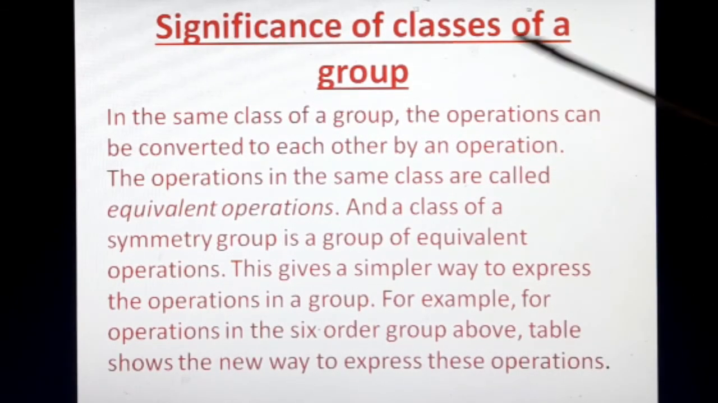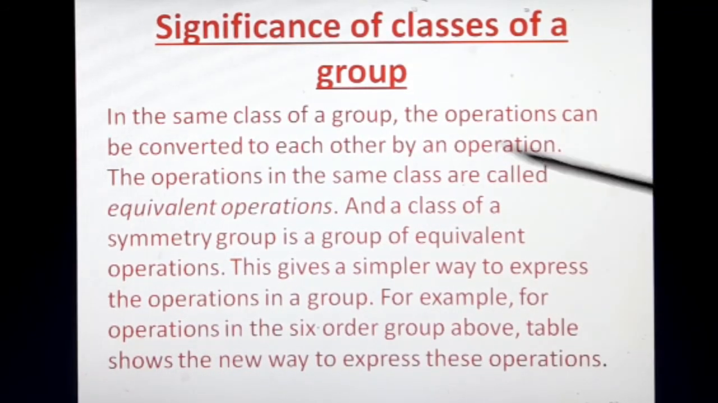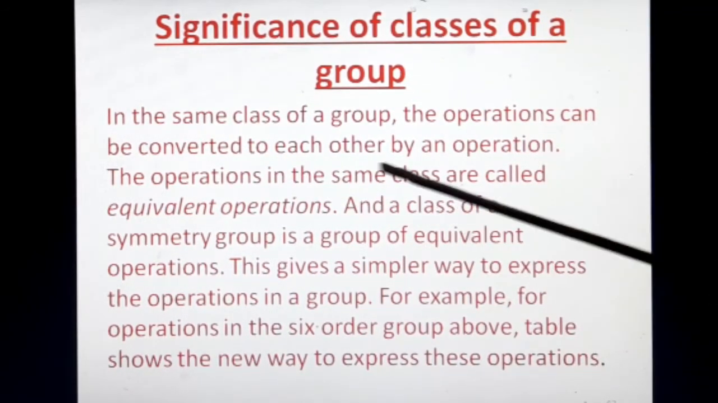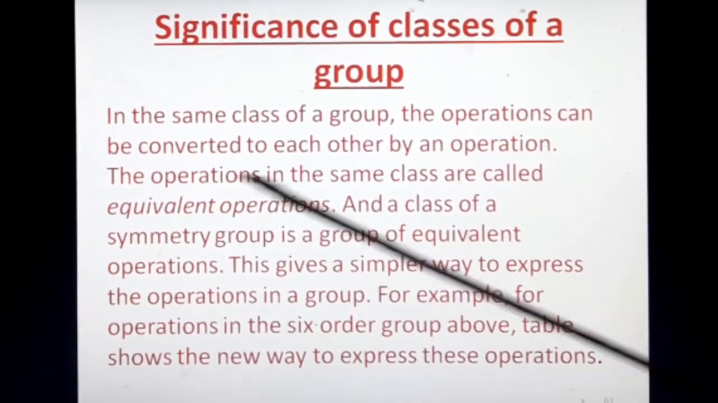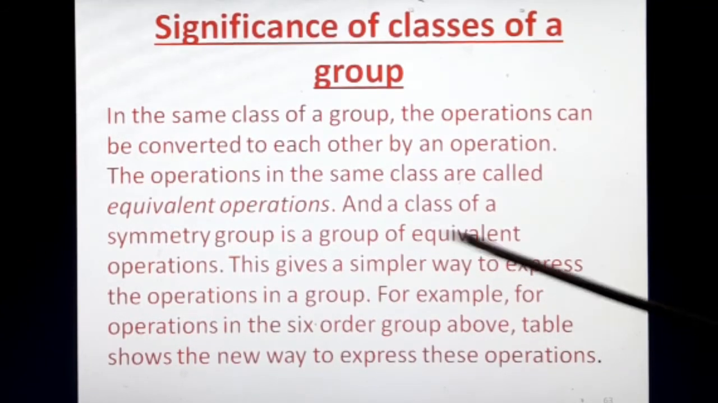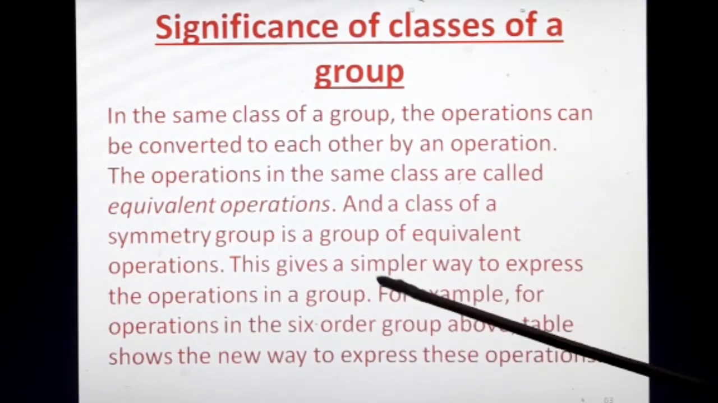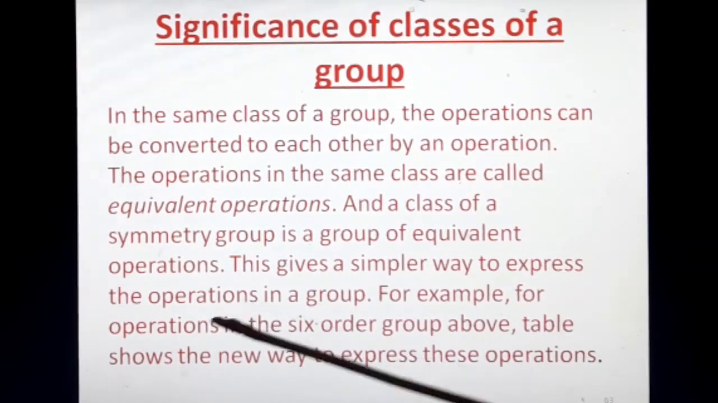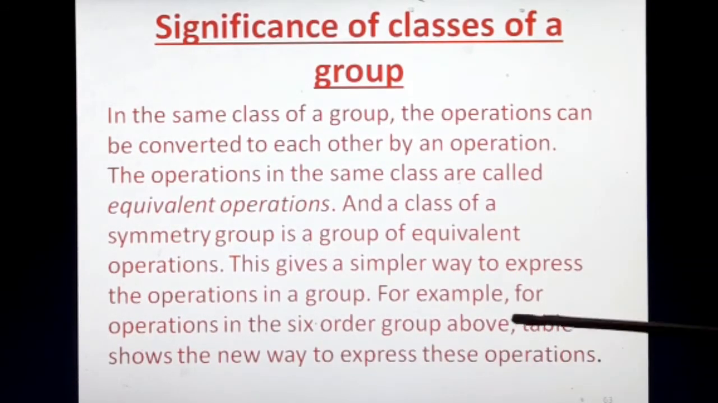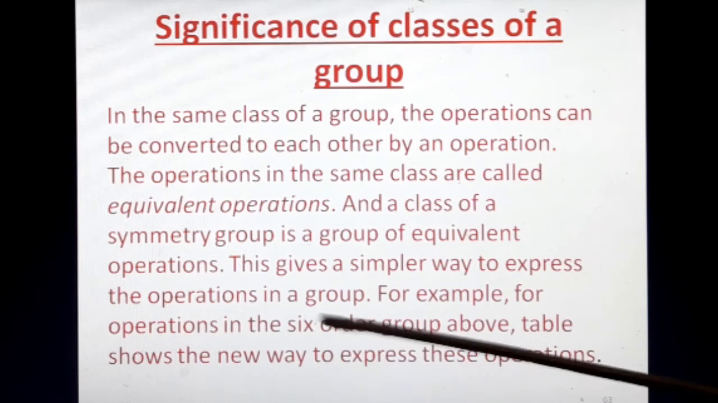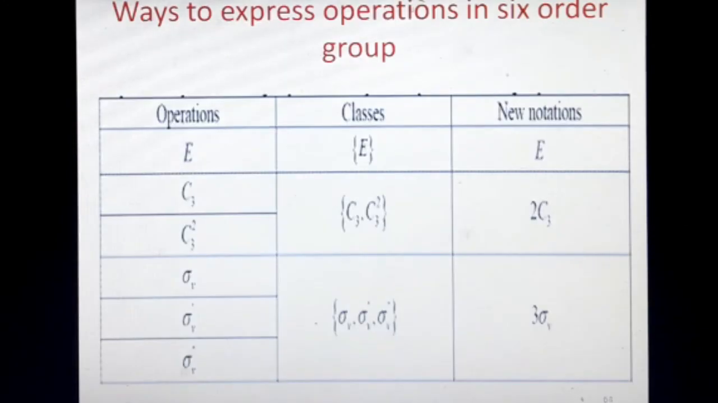Significance of classes of a group. In the same class of a group, the operations can be converted to each other by an operation. The operations in the same class are called equivalent operations, and a class of a symmetry group is a group of equivalent operations. This gives a simpler way to express the operations in a group. For example, for operations in the 6th order group, the above table shows the new way to express these operations.